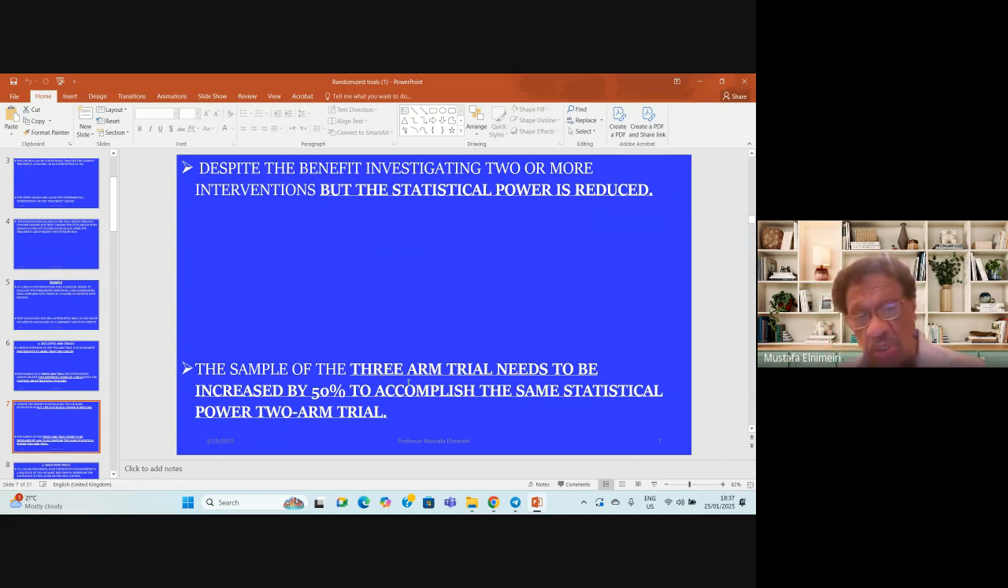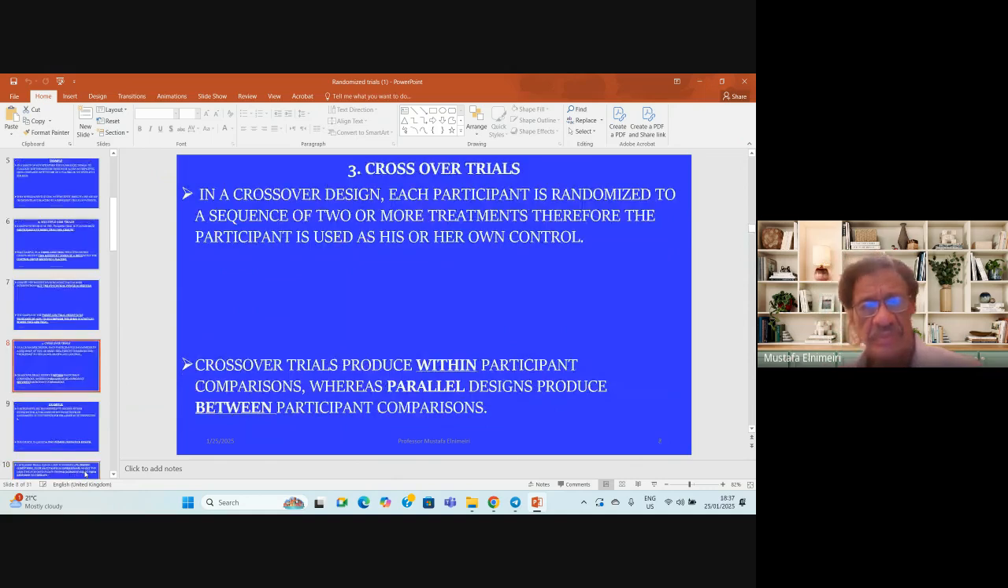And usually, for example, for a three-arm trial, we need to increase the sample size by 50% to accommodate the same statistical power as a two-arm trial. And the third type is the crossover trials. In a crossover design, each participant is randomized to a sequence of two or more treatments. Therefore, the participant is used as his or her own control.